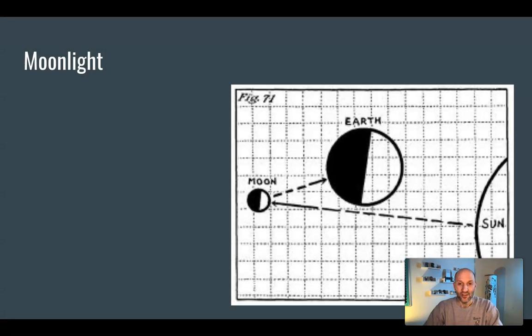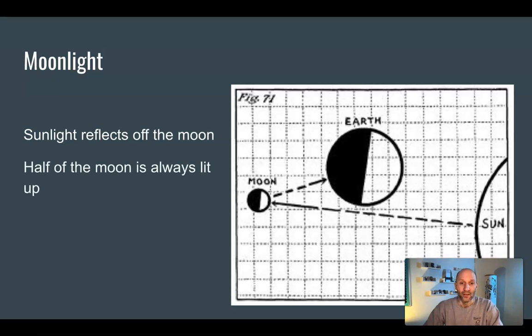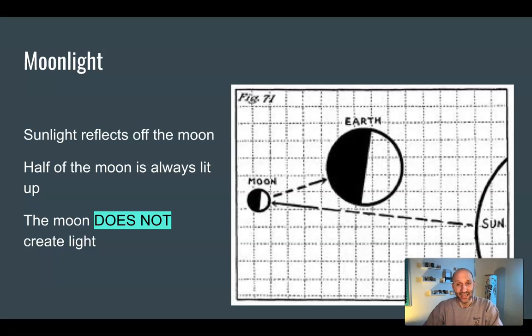Next, it's important to talk about how we can see the moon. We can see the moon because sunlight reflects off of it. Because the moon is in space, and one side is facing the sun, half of the moon is always lit up. It's also important to remember that the moon does not create light. It reflects sunlight.